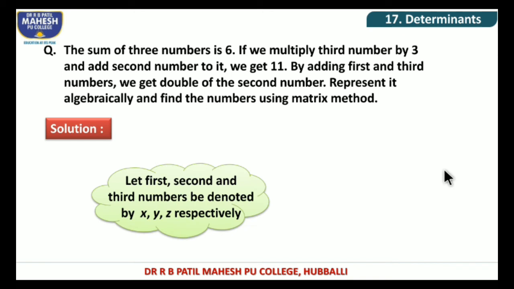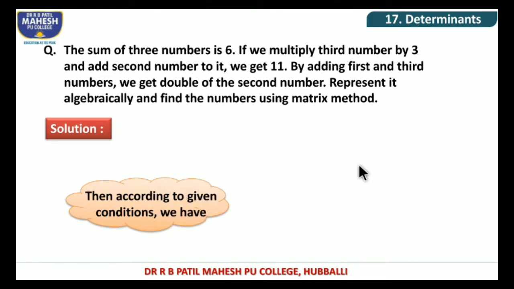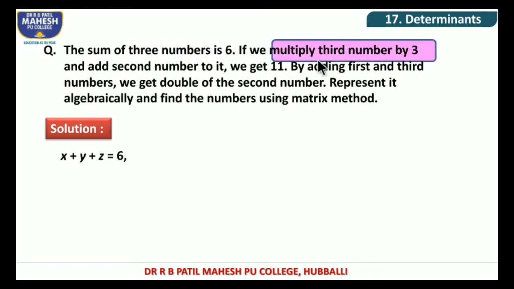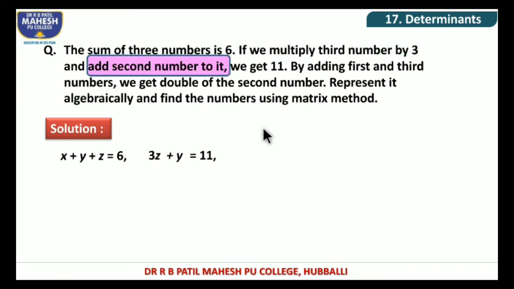So let the first, second and third numbers be denoted by x, y, z respectively. According to the given conditions, the sum of three numbers is 6 means x plus y plus z is equal to 6. According to the second condition, multiply the third number by 3, that is 3z, and add the second number, so 3z plus y is equal to 11. Then we have y plus 3z is equal to 11. There is no coefficient of x here, which means the coefficient of x is 0.